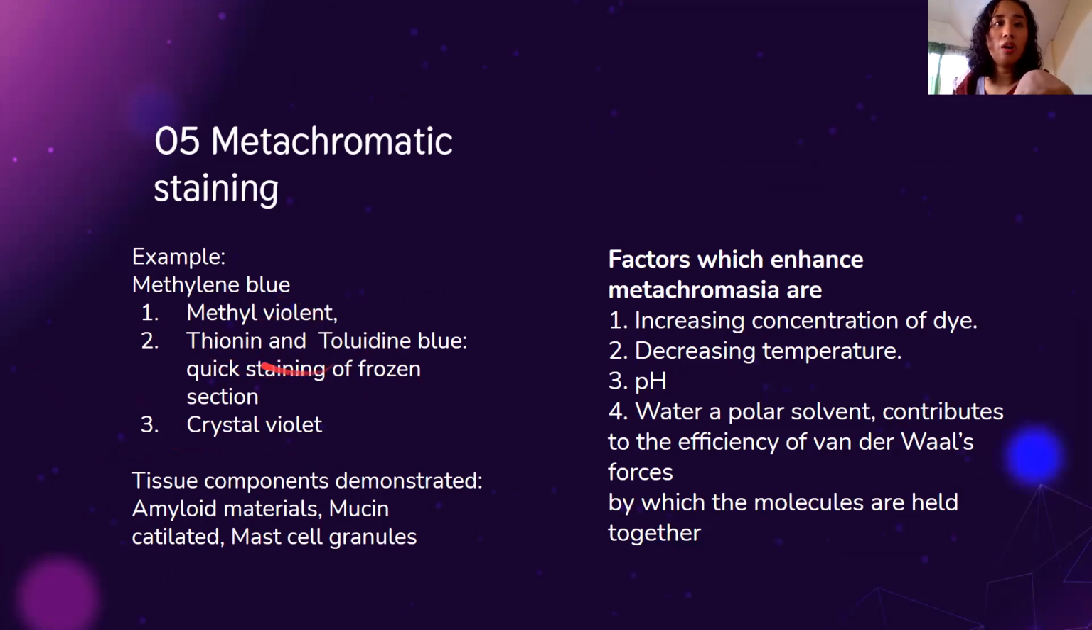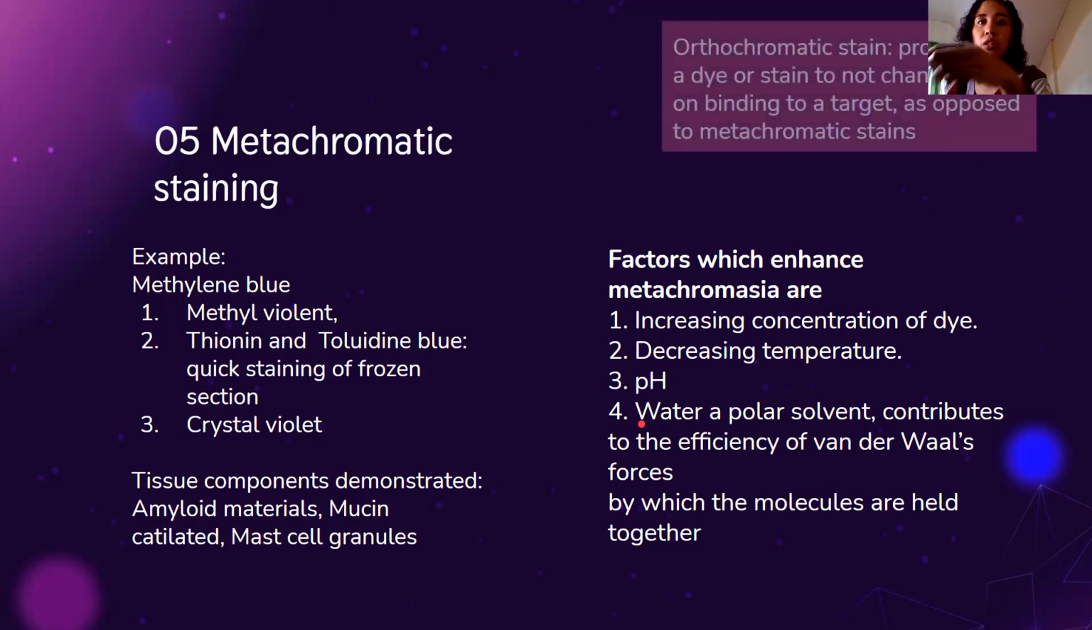Examples of stains showing metachromasia are methyl violet, methylene blue, thionin, toluidine blue for frozen sections, and crystal violet. So amyloid, mucin substances, which have mucopolysaccharides. What are the factors that enhance metachromasia? Increase in dye concentration, decrease in temperature, cold temperature, the pH, and water. So it improves the van der Waals forces.